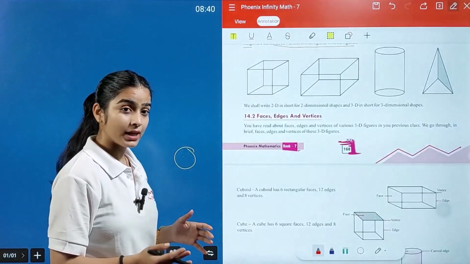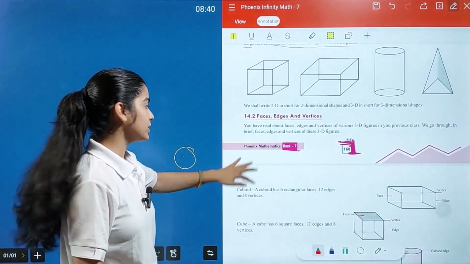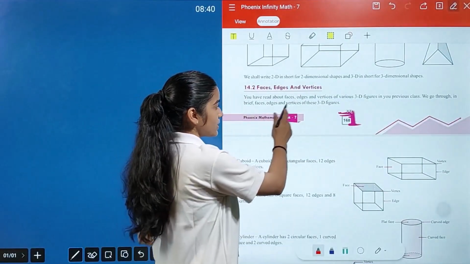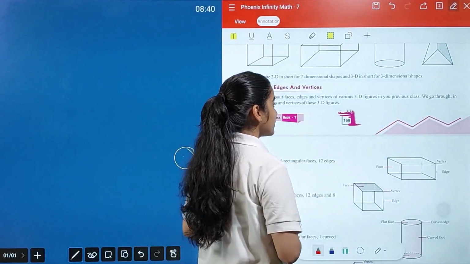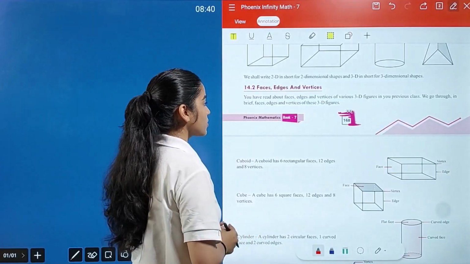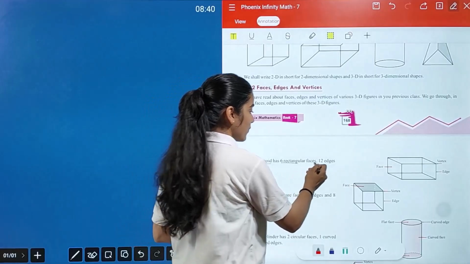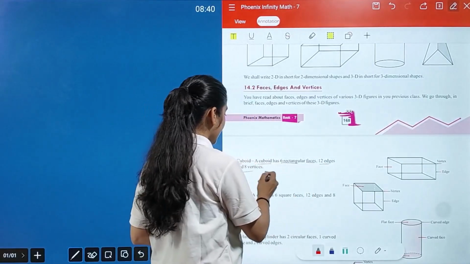But before that, you have to do a recapitulation of the previous concept you have learnt about these three things. You have read about faces, edges and vertices of various 3D figures in your previous class. We go through in brief the faces, edges and vertices of these 3D shapes. Cuboid. A cuboid has 6 rectangular faces, 12 edges and 8 vertices.